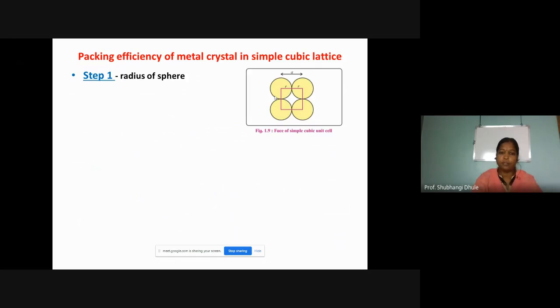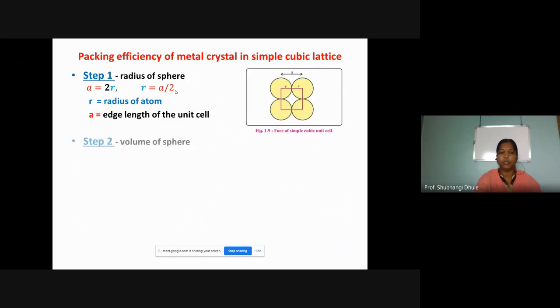So the first step is to calculate the radius of the sphere. The radius of the sphere is very easy from this diagram. Diagrams are important so as to understand the packing efficiency. Only for this chapter, the diagrams are important for the packing efficiency. So here we can easily write that A is equal to 2R, or R is equal to A by 2. Now this R represents the radius of the atom, and A is the edge length of the unit cell.